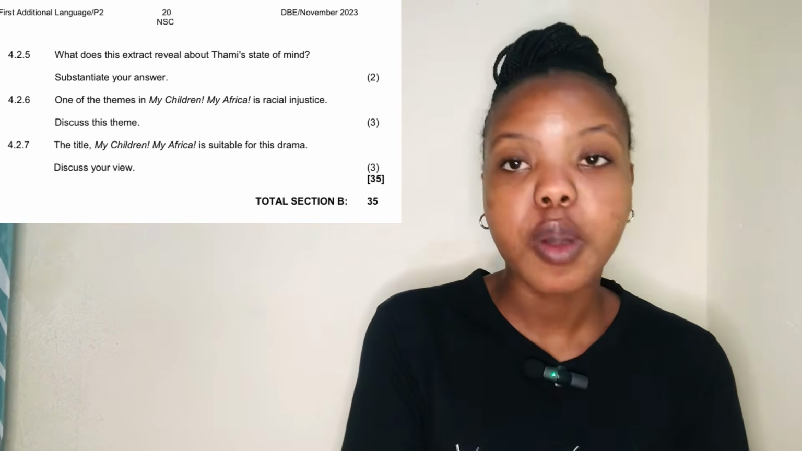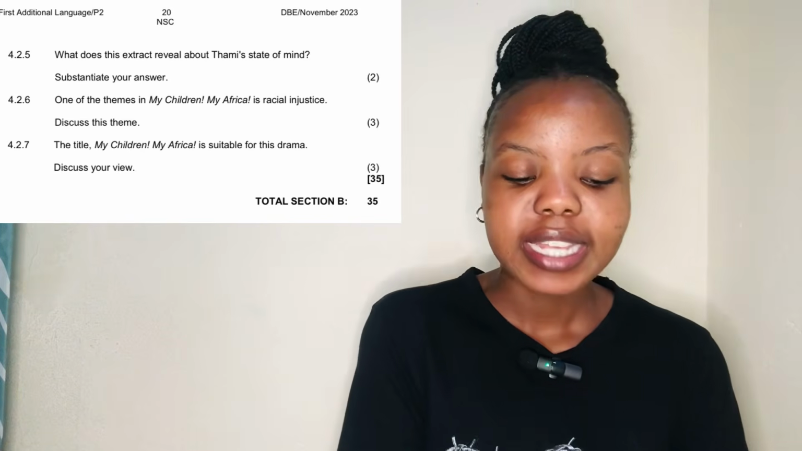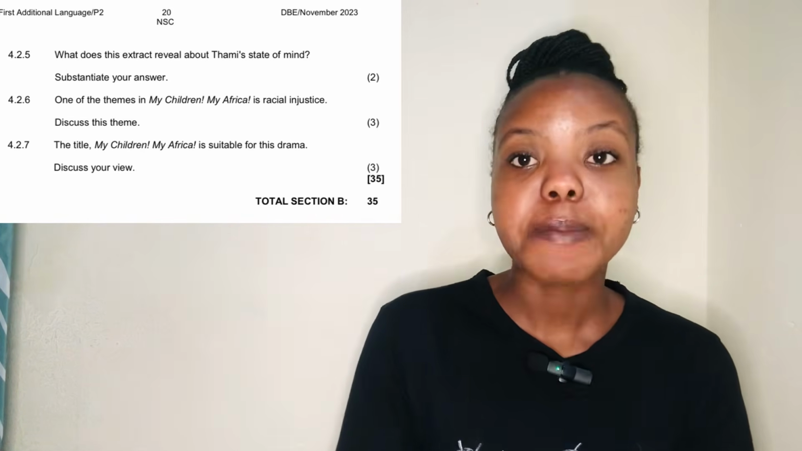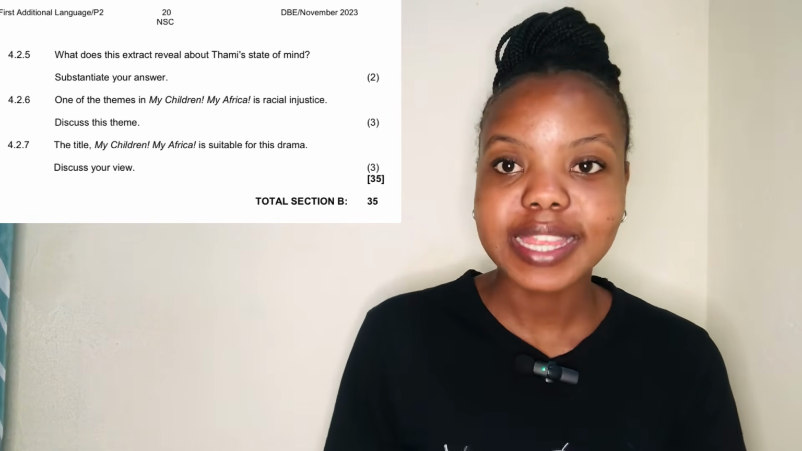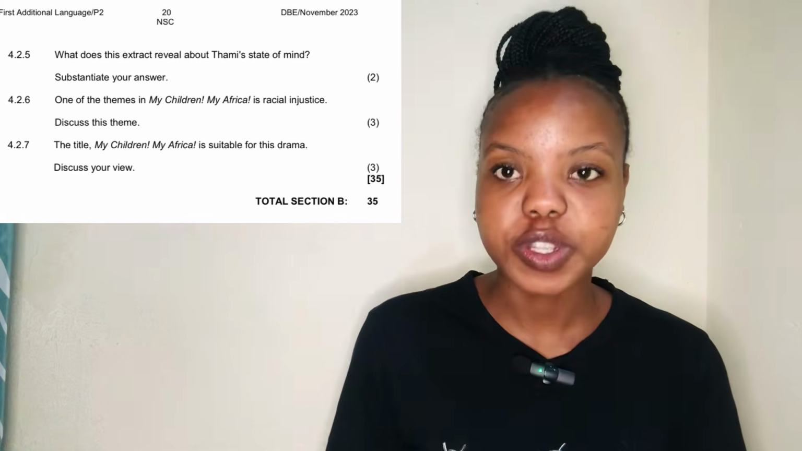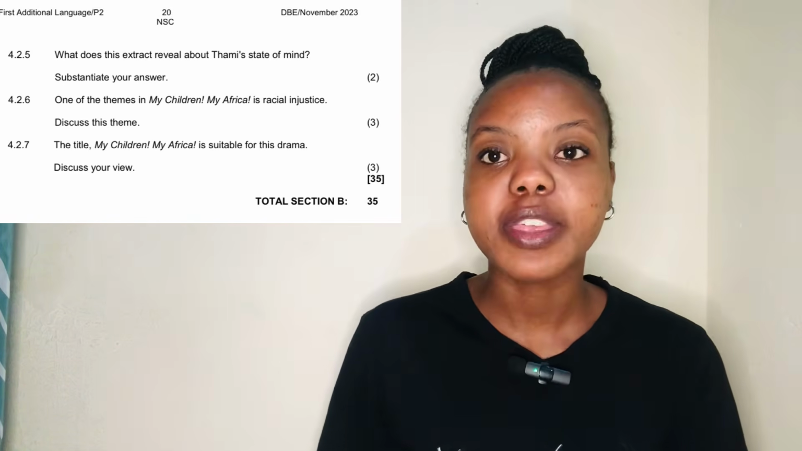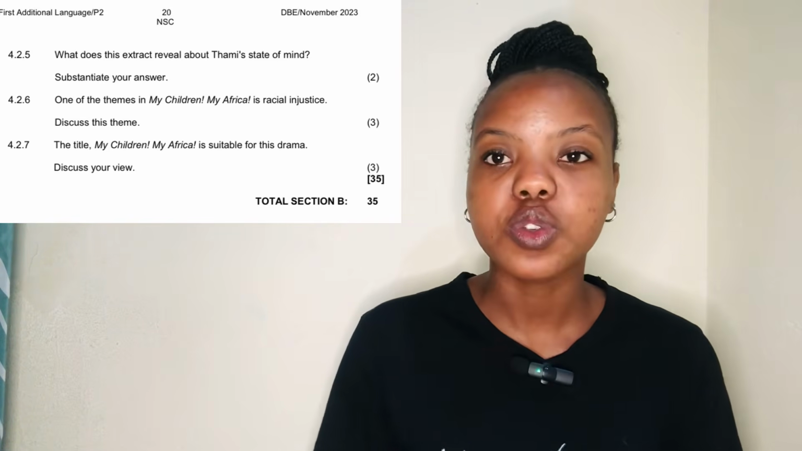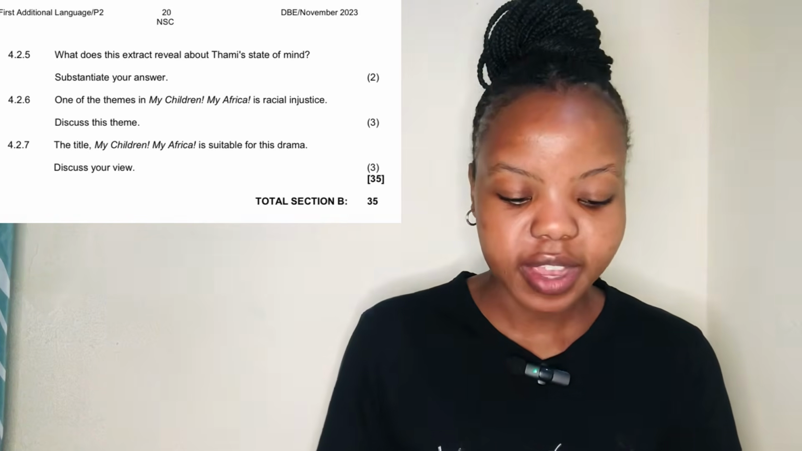And then let's move to 4.2.6. One of the themes in My Children, My Africa is racial injustice. Discuss this theme. In my previous video, we covered the important themes that we find in this book, My Children, My Africa. If you did not watch that video, please look for it. It's all about themes and symbols. So for you to be in a position to answer this question, you need to know all the important themes that we find in this book.